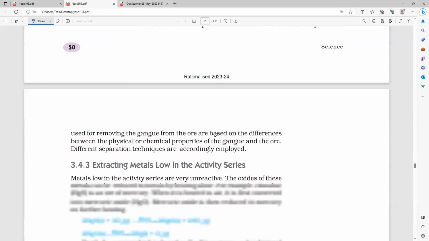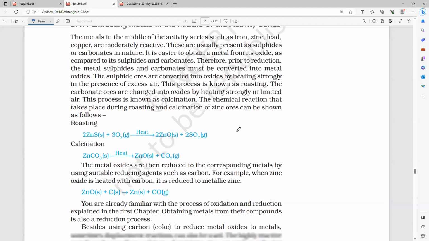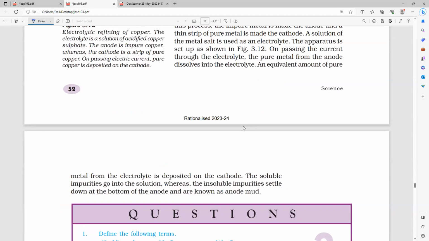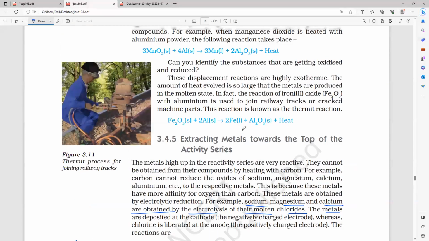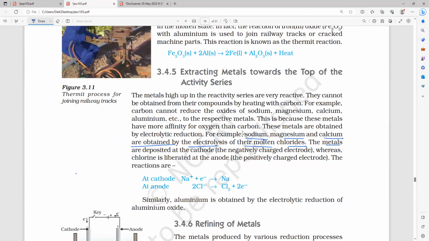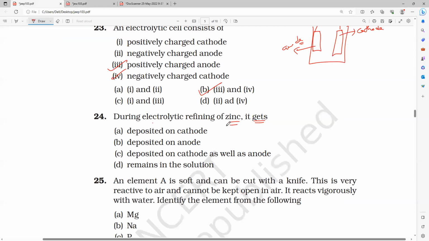So always, what they're saying here, if you notice it here, you can notice they are deposited. The metals are deposited at the cathode, whereas the chlorine is separated at the anode, as it is the positively charged electrode. So pure metal is always obtained where? During electrolytic refining of zinc, what will happen, everybody? The zinc is deposited at the cathode.